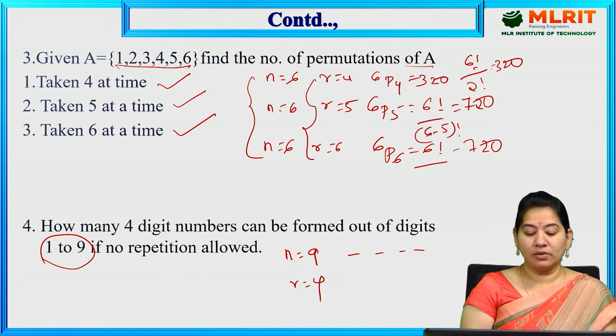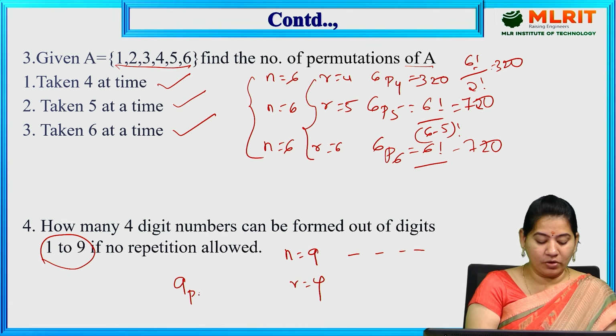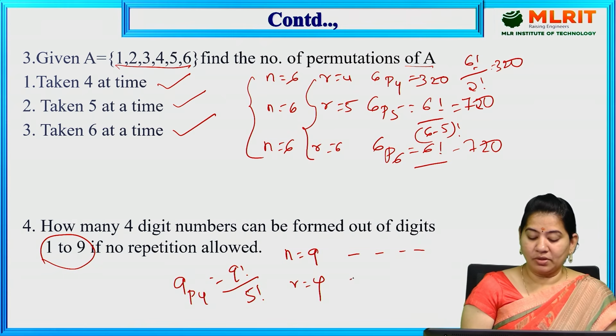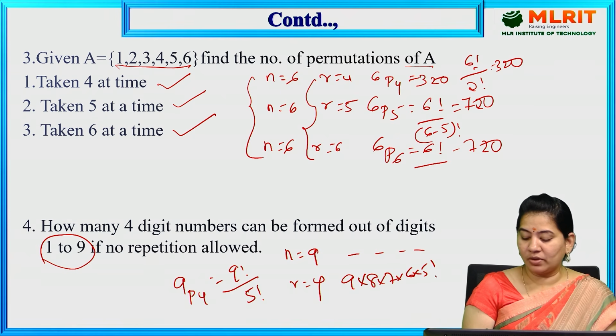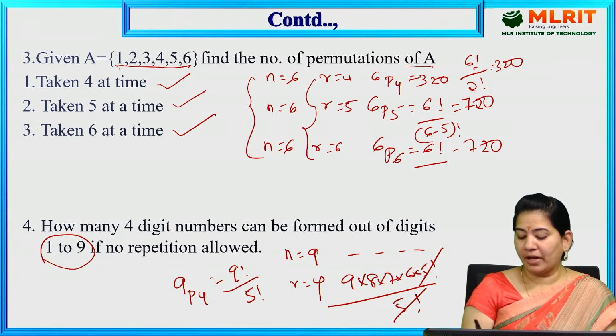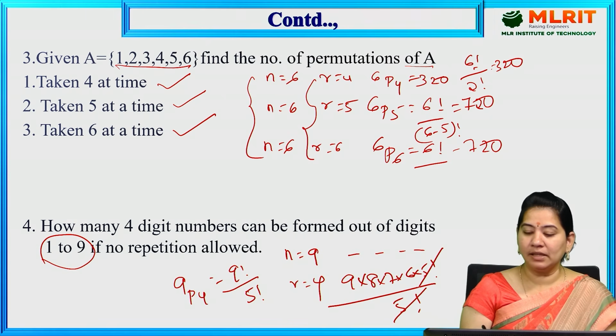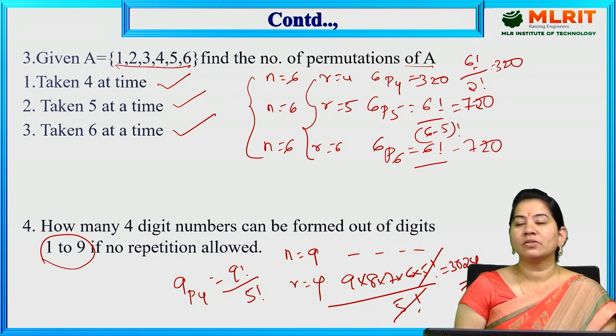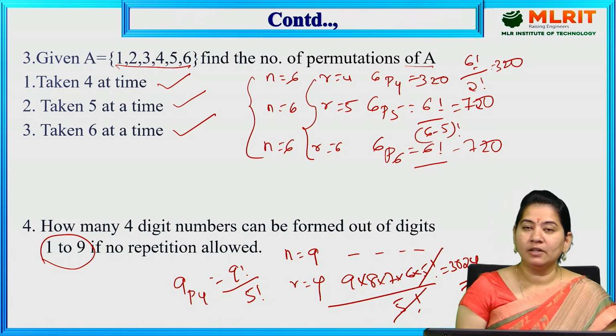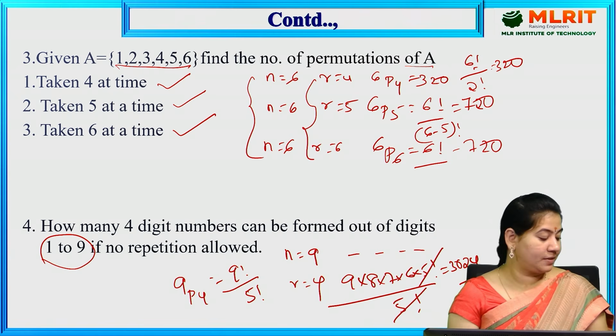If r is equal to 4, that is 9P4. So 9 factorial by (9 minus 4) factorial, which is 5 factorial. That is 9 into 8 into 7 into 6 into 5 factorial by 5 factorial. The 5 factorial will get cancelled, and the leftover answer is 3024. So this is the final answer for 9P4 for this question.